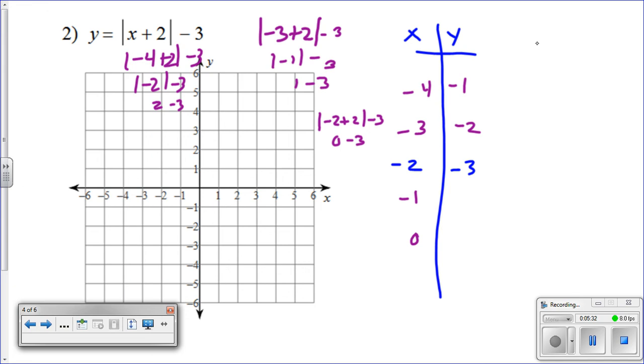Okay, and let's see. Since this is symmetric, the absolute value of negative 1 plus 2 minus 3, so 1 minus 3, that's going to be negative 2. So you'll see the symmetry here, and that means that's going to be negative 1. So all we have to do is just graph those values.